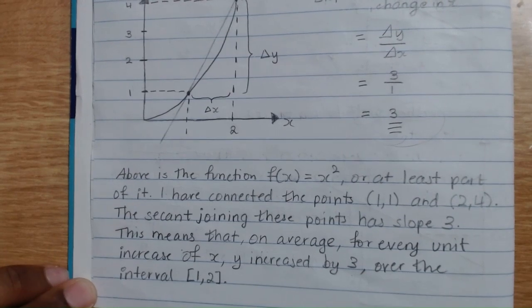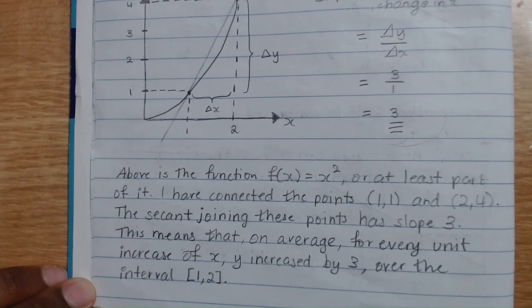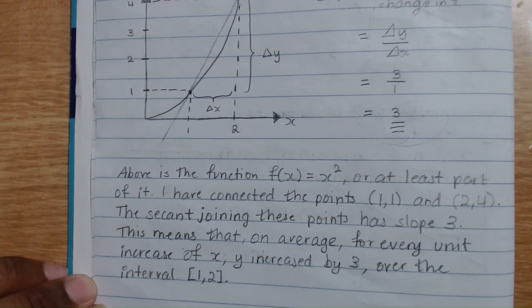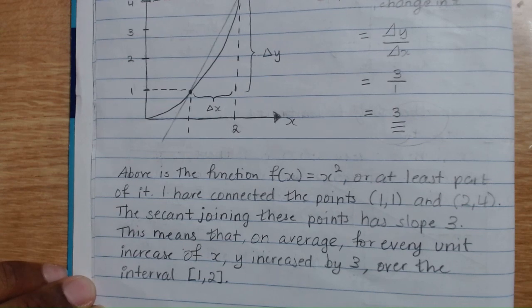So above is the function f of x equals x squared, or at least part of it. I've connected the points 1, 1 and 2, 4. The secant joining these 2 points has slope 3. Well, what does this mean? This means that on average, for every unit increase of x, y increased by 3 over the interval 1, 2.